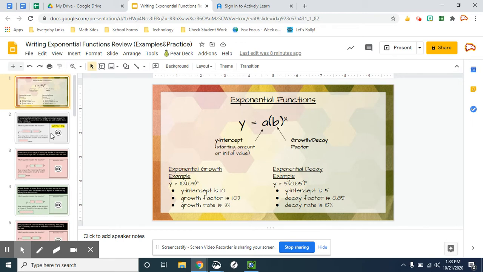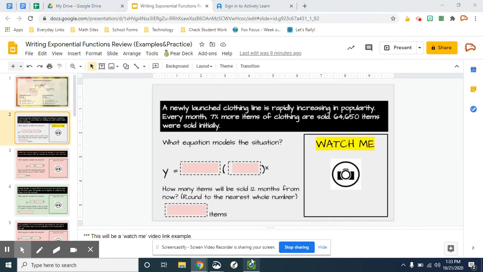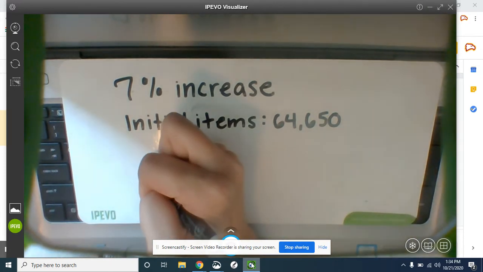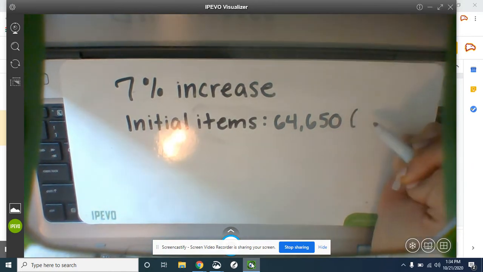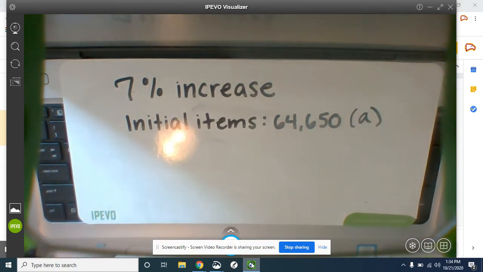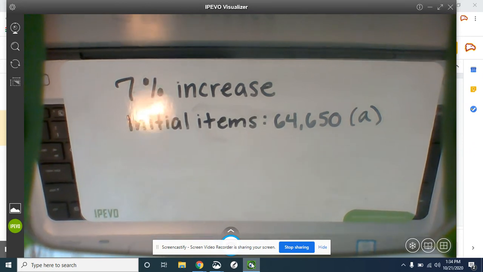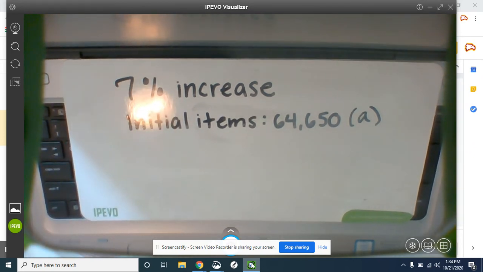So we're going to start by calculating our A, that's our initial value. Well, that is directly given to us. So we already know that our initial value is 64,650. So now we have to figure out how to represent our exponential growth factor.